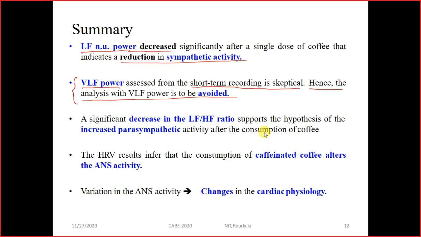The American Cardiological Society has categorized the HRV analysis into short-term and long-term analysis. For short-term analysis, they have said that a minimum of 5 minutes of data is required. Whereas for long-term analysis, you need at least 24 hours of data, which is acquired through a Holter monitor.